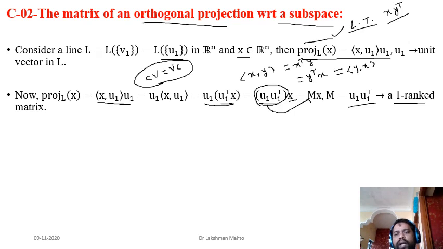Here you can observe that you don't need to calculate all those images of the basis elements. Directly you will get the matrix of the orthogonal projection with respect to a line. Easily you can get it. So this one is a very easy job.